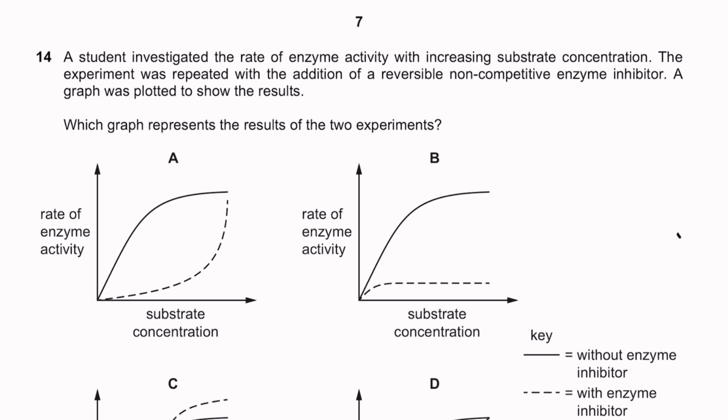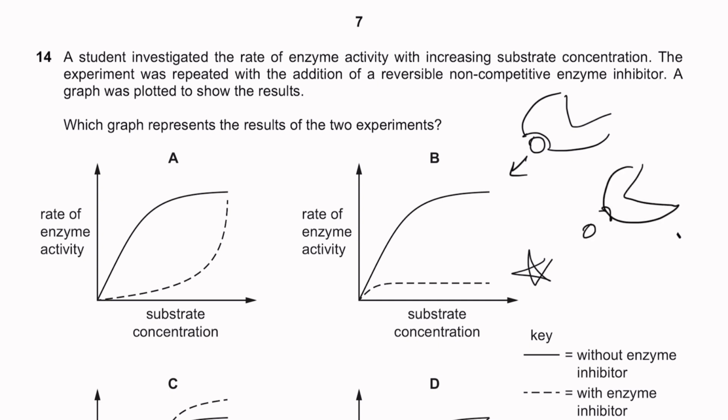So obviously the rate of enzyme activity, we can see that for a non-competitive inhibitor, this is the shape of the usual graph. And if we change it to a reversible non-competitive inhibitor, the shape really doesn't change, because what they mean by a reversible non-competitive inhibitor is that instead of just being stuck onto the enzyme forever, it can leave the enzyme afterwards, right? But what happens is the effect is still the same.